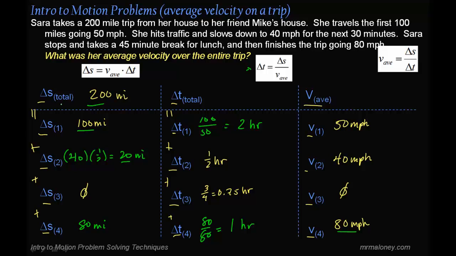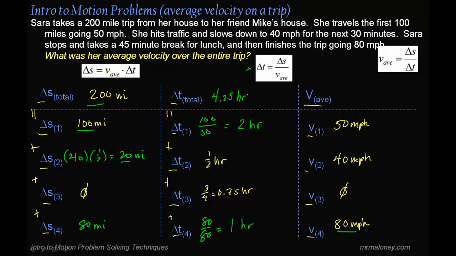So we're already set with the distance traveled for the trip, 200 miles. The time is going to be 2 hours plus 1/2 an hour plus 3/4 of an hour plus another hour. You do a little math. Hopefully you can do it in your head. You don't need a calculator. But you get exactly 4.25 hours.